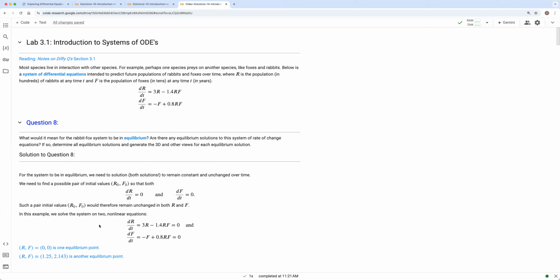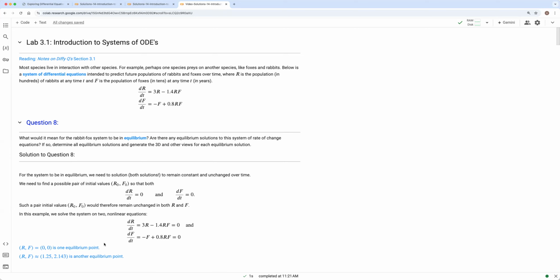So we solved and identified that there are two such equilibria to this system. One of which is if we initially start with zero rabbits and zero foxes. That intuitively should make some sense, that as time goes on, we would continue to have both zero rabbits and zero foxes. That's an equilibrium solution. And we also found this other equilibrium that we probably wouldn't be able to intuitively just identify, but there is a second equilibrium point here, namely when R is equal to 1.25, which might mean when there are 125 rabbits, and F is equal to 2.143. So when there are approximately, say, 21 foxes, this system would also be in equilibrium.